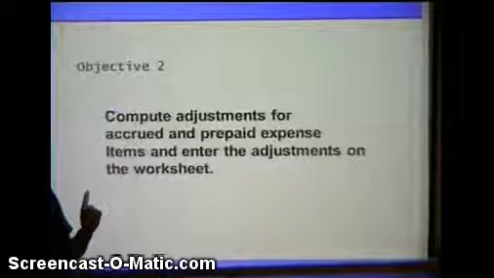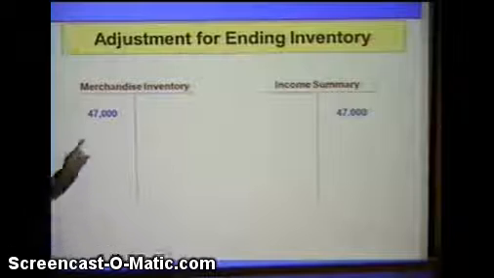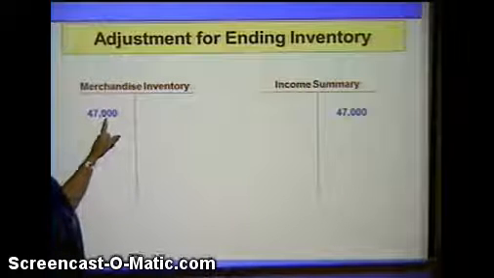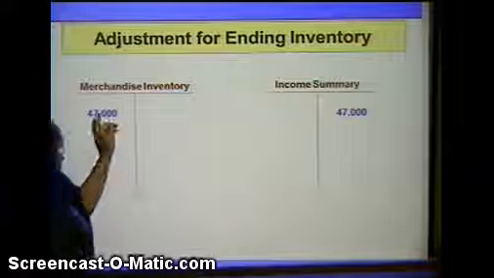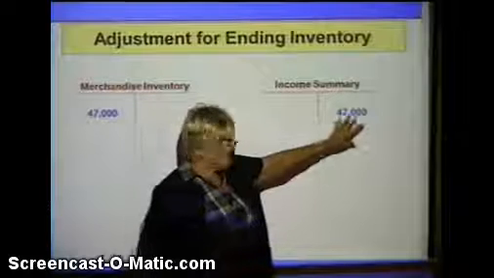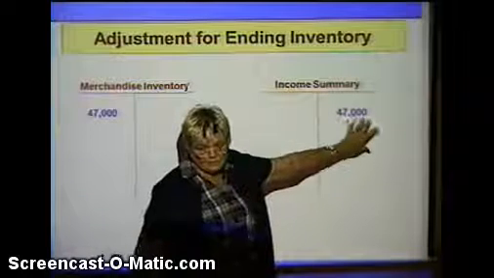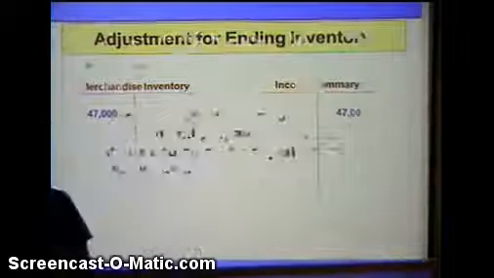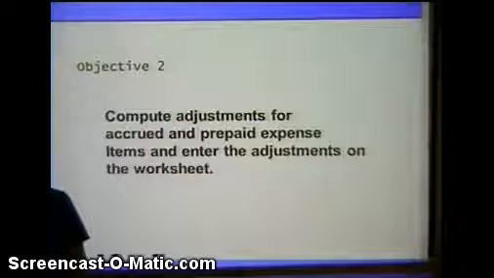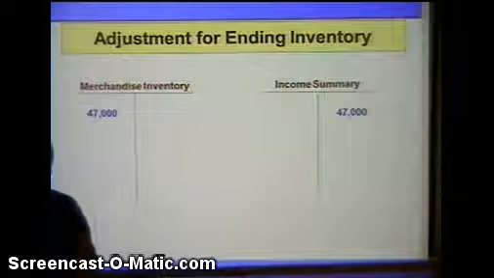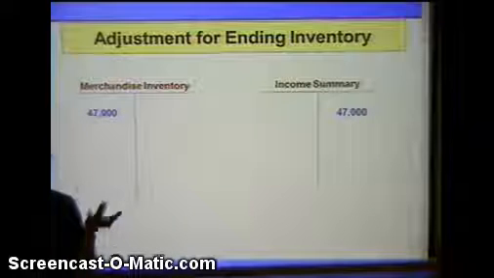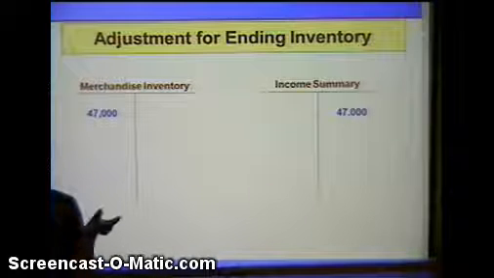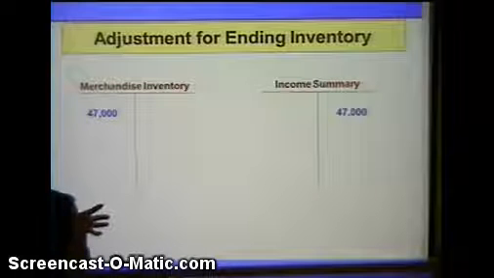Then for the next adjustment, they went out there and counted to see how much was left. So then we debit our merchandise inventory to show the amount at the end, and credit the income summary account for that amount. Well, that's all you have to do. That's just your first adjustment, to adjust your merchandise inventory so that it's going to show the correct ending balance.